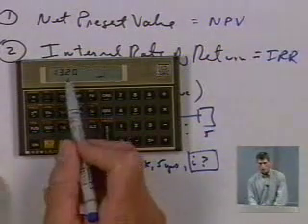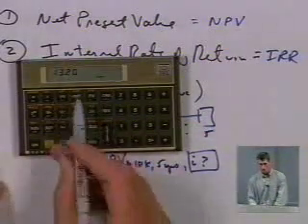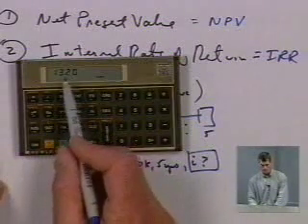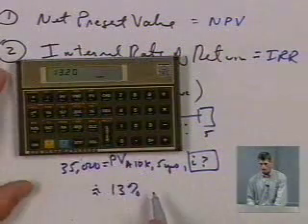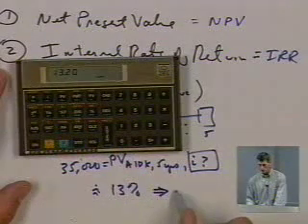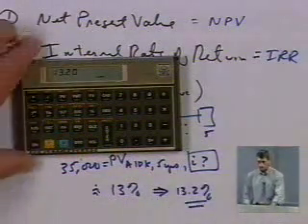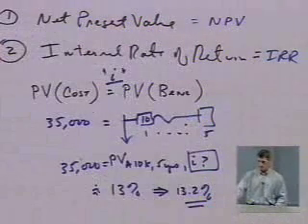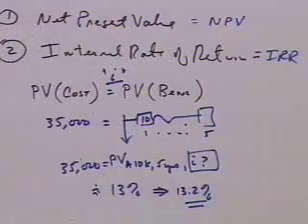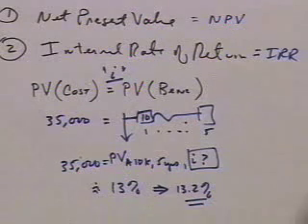So the rate of return we just solved for using this simple handheld calculator is 13.2. So a more accurate answer would be 13.2%. And I hope that makes sense because it's a fairly straightforward process.